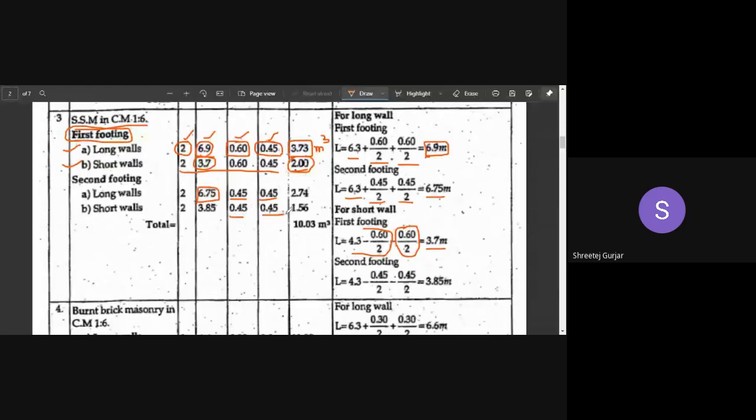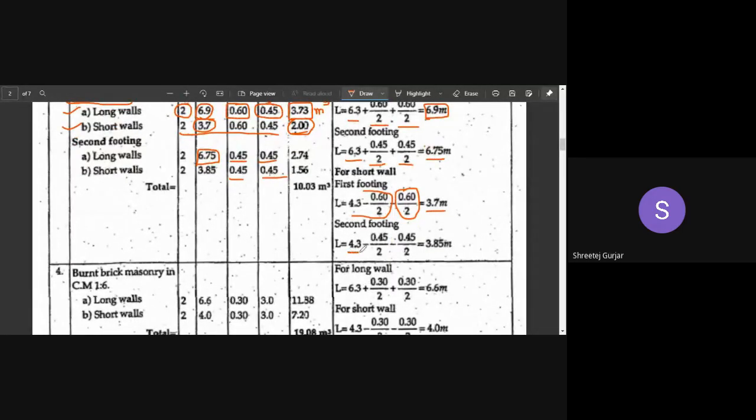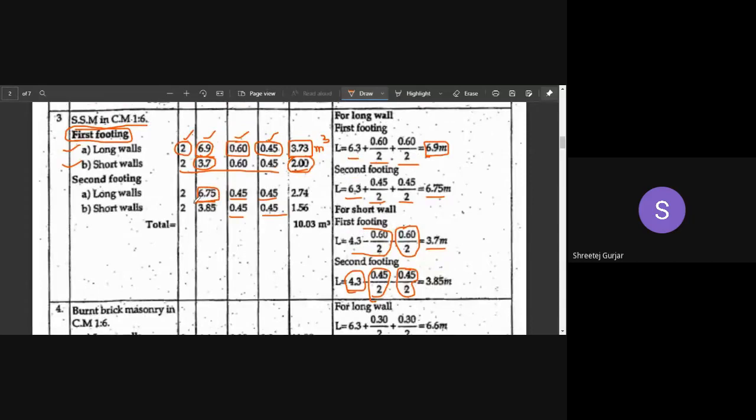Then coming to the short wall. The short wall length is 4.3. What we do is reduce half of our width two times. That is how you get 3.85. Same procedure you have to follow. So multiplying all these values, we get these two values.